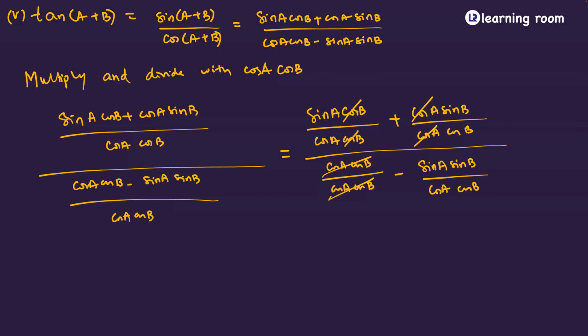Okay, so sin a divided by cos a is tan a, plus sin b divided by cos b, tan b, the whole divided by 1 minus sin a by cos a is tan a, sin b by cos b is tan b, and this is the expression. Sorry, yeah, tan a plus tan b by 1 minus tan a tan b. So this is the expression we need to remember. Am I clear with this? Please make a note of it.